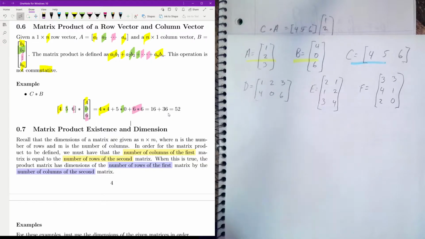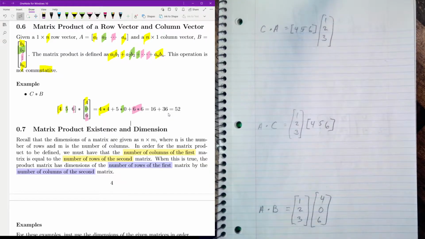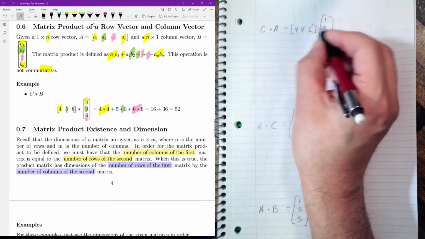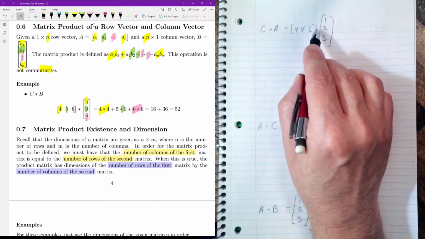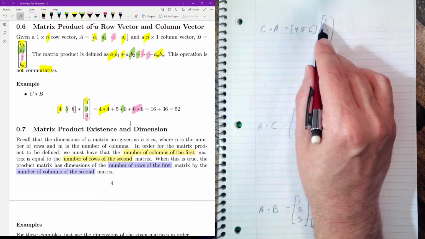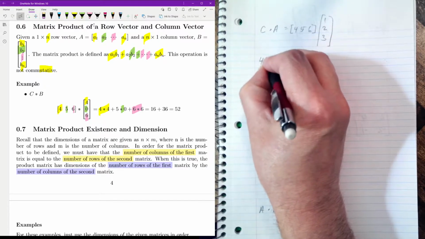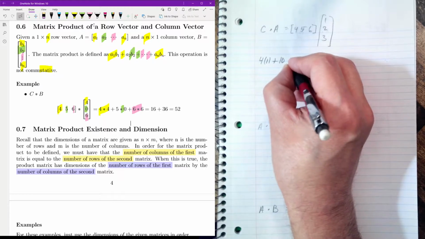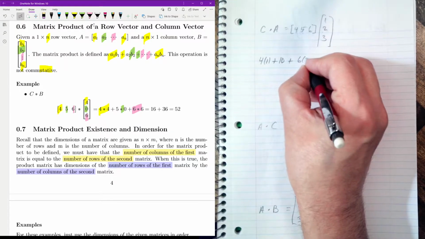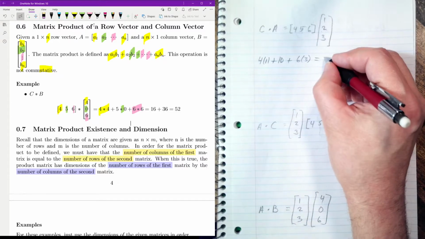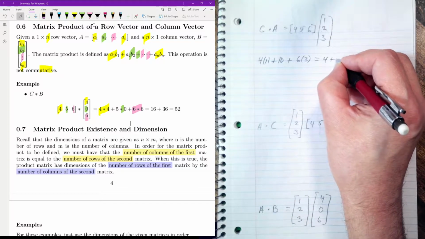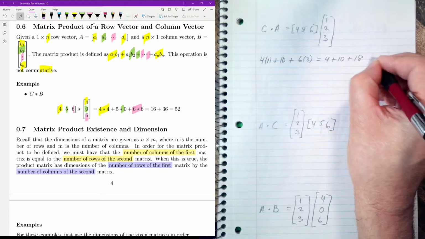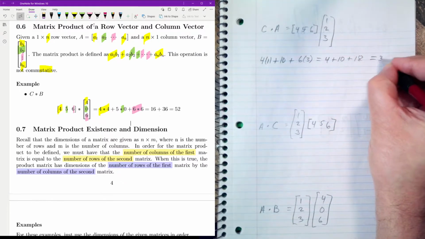I'm going to do a couple more examples using row and column vectors just to make sure that we get the hang of this. This is how we expand into a matrix product in general. So we take the first term, so a 4 and a 5. Now we're going to have an output of just a single value. So 4 times 1 plus 5 times 2 plus 6 times 3. And that equals 4 plus 10 plus 18, which is 32.